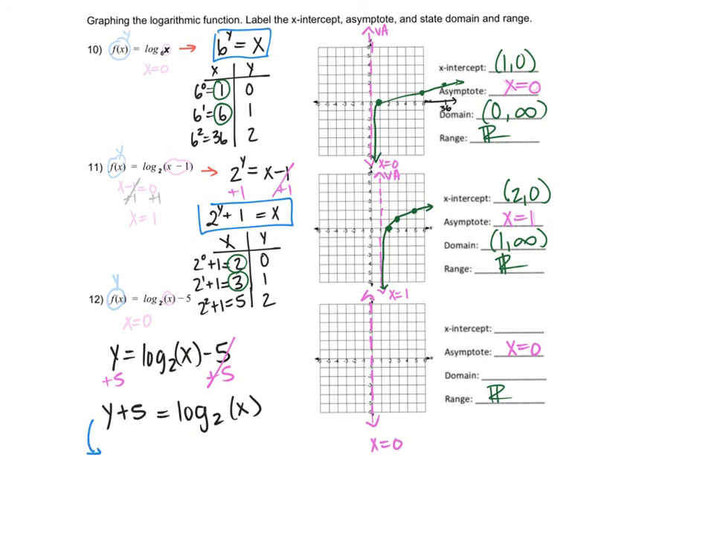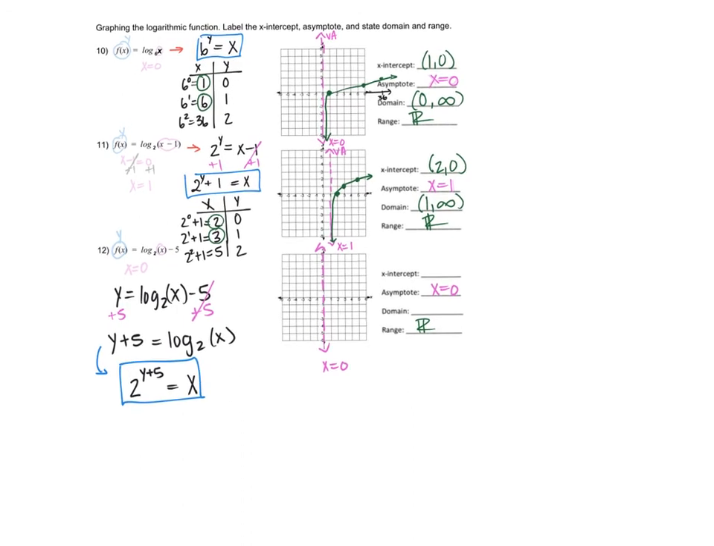So if we switch it to an exponential, our base here is a 2, right? So we're going to make this a 2. And then our exponent is what the log equals. So it's all of this. This is all the exponent. So it's y plus 5 equals whatever the log equals inside, which is x. And now we have our exponential form.